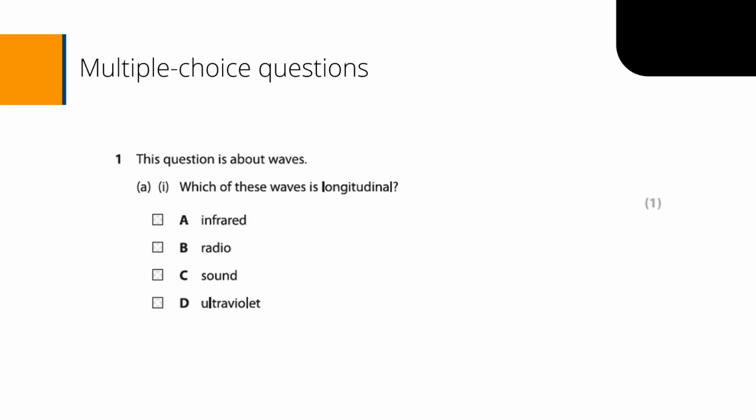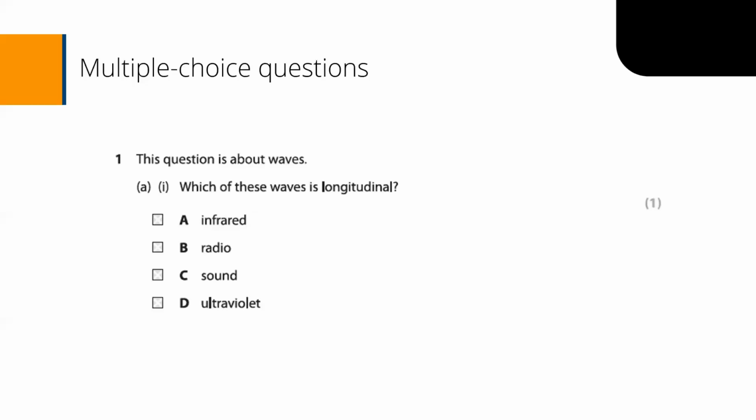Here's an example from a paper 1 of a multiple choice question. As you can see, the question is about waves. Which of these waves is longitudinal? And then students have to select one of the options A, B, C, or D: infrared, radio, sound, or ultraviolet.